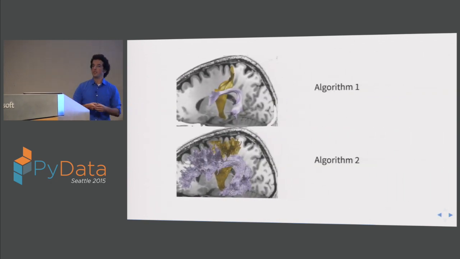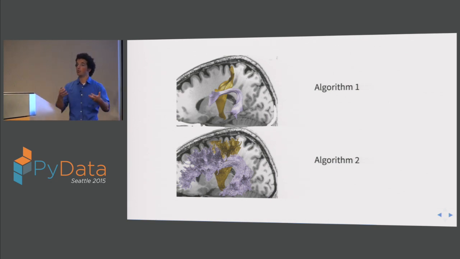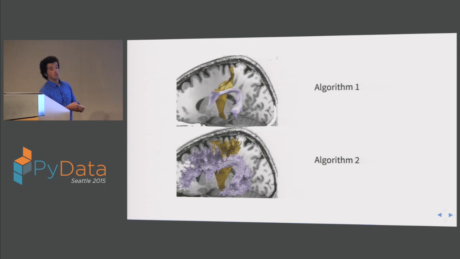Now, this notion that we can compare the model that we have of the brain to the data itself can generalize also to a broader, larger scale. So as I showed you before, different algorithms produce different images, not only of the signal at the local scale, but also of connectivity at a larger scale.